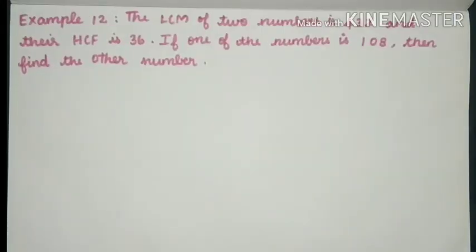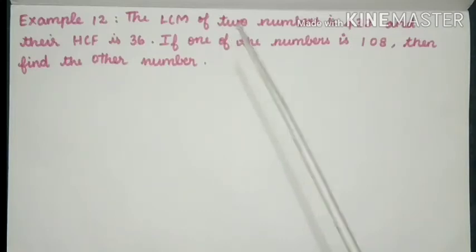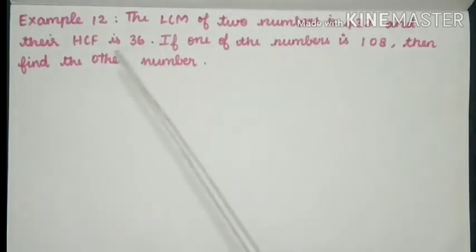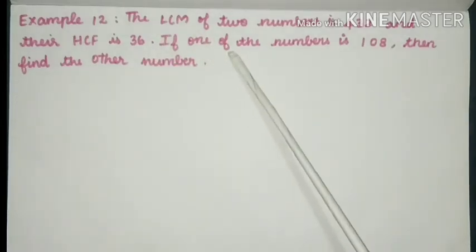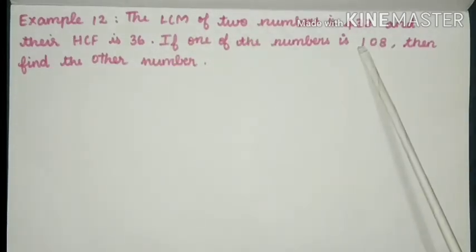Example 12. The LCM of two numbers is 432 and their HCF is 36. If one of the numbers is 108, then find the other number. See here, the value of LCM is given: LCM of two numbers equal to 432 and the HCF of two numbers equal to 36. Here one of the numbers is given, that is 108. We have to find the other number.